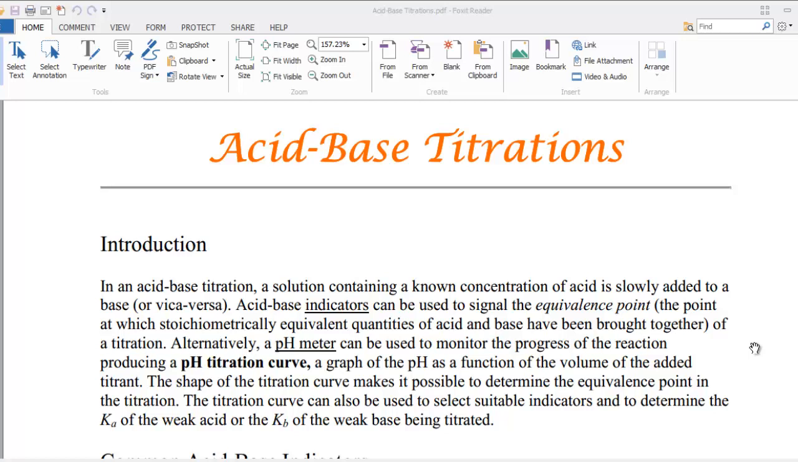For instance, the phenolphthalein that we used today changes color between 8 and 10 pH. So it's a little bit more on the basic side. The things that are above 7 are more basic, and things below 7 are more acidic.